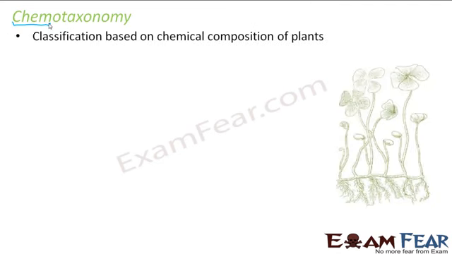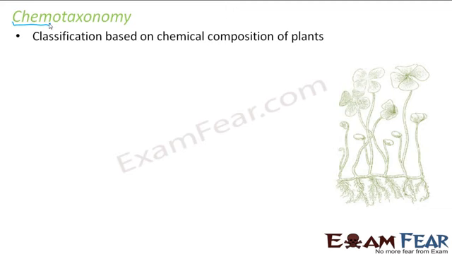The last one is chemotaxonomy. Chemo, that is nothing but related to chemicals. So here we will classify things based on chemical composition of plants. That means each living organism is made up of some chemicals. When we talk about human beings, what is this human body? Everything inside our body is nothing but chemicals. We talk of proteins, we talk of amino acids, carbohydrates. What are they? They are nothing but chemicals. So our body is all made up of that. So similarly, the body of every organism is made up of chemicals.